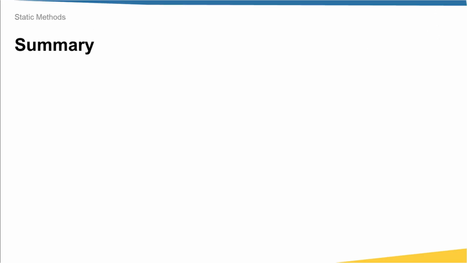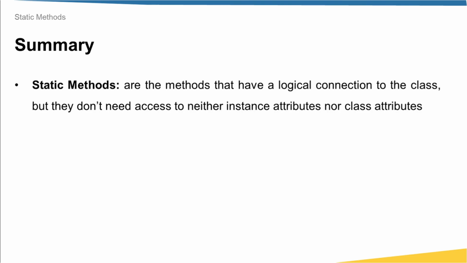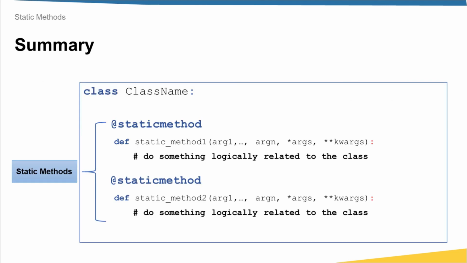Okay, now let's recap what we have learned in this lecture. First of all, we defined what a static method is, and you saw it's just a simple method that has a logical connection to my class, but it doesn't have any access to either class attributes or instance attributes. After that, we saw the syntax, and simply we define a static method as any normal method in Python, but we have to add the decorator @staticmethod. And as usual, don't forget the colon after the function definition.